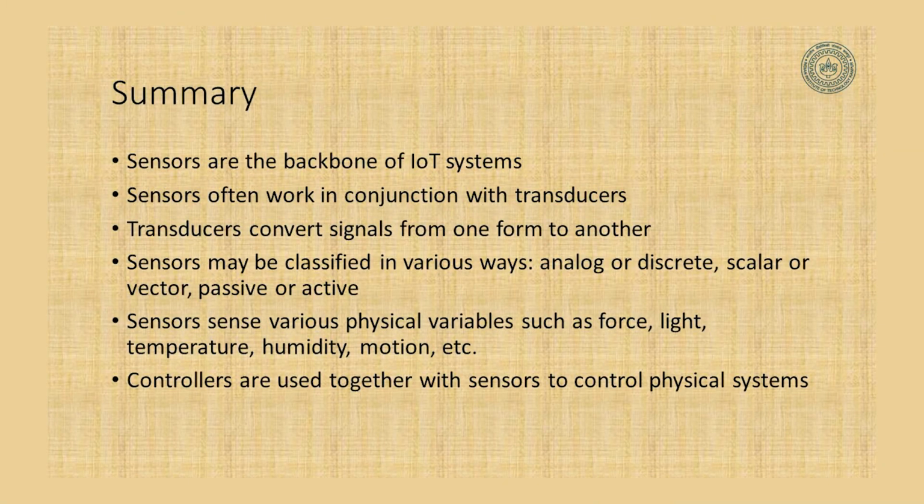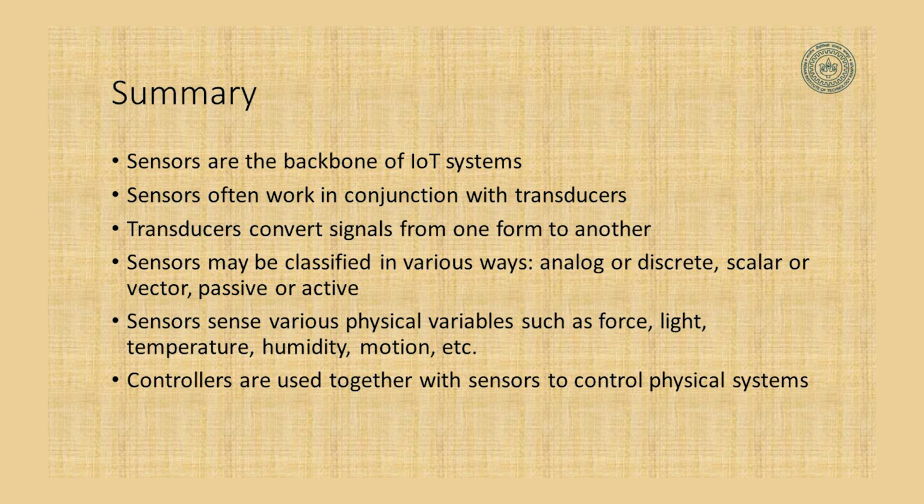Okay. To summarize what we learned today, sensors are the backbone of IoT systems. Sensors often work in conjunction with transducers. These transducers convert signals from one form to another. Sensors may be classified in various ways. We looked at analog and discrete, scalar and vector, passive and active. Sensors sense various variables: force, light, temperature, humidity, motion, etc. And then you use controllers together with the sensors to control the physical systems.